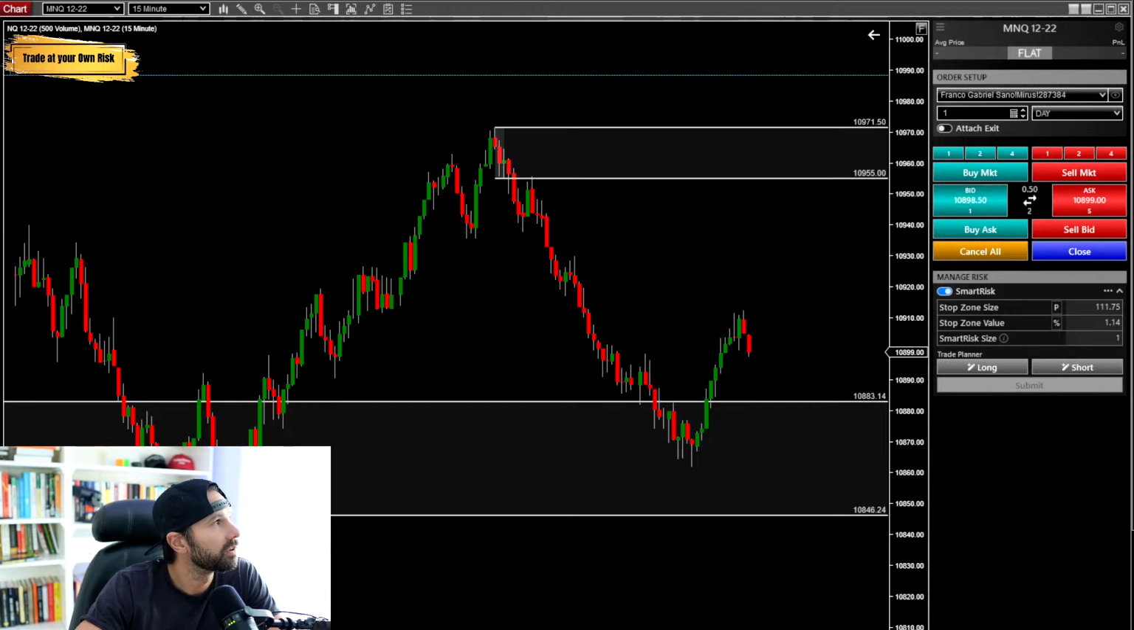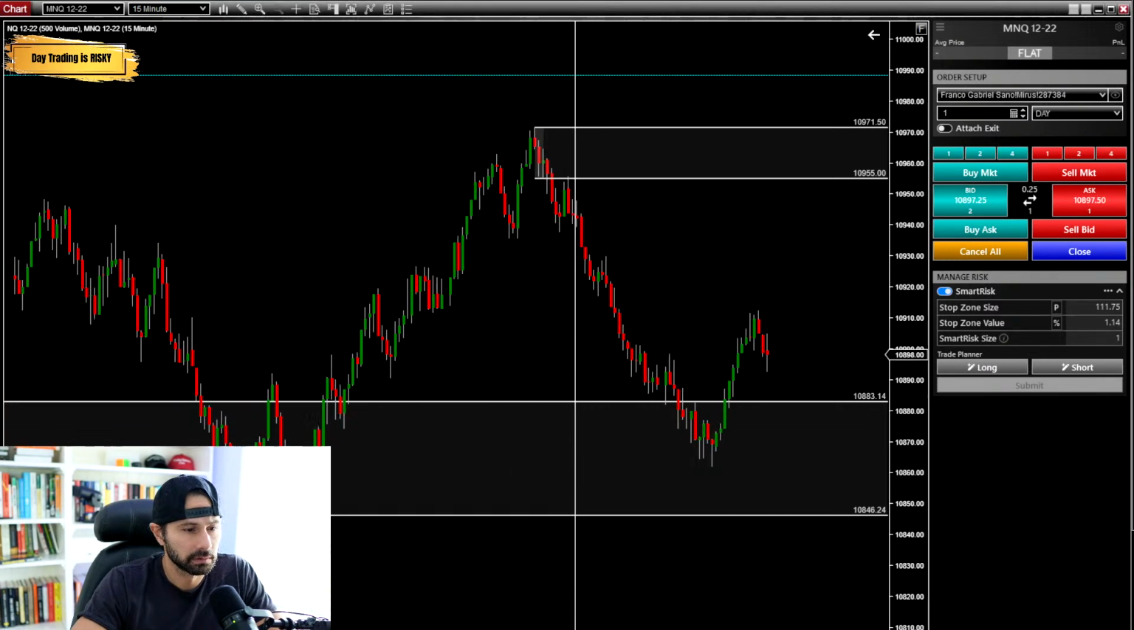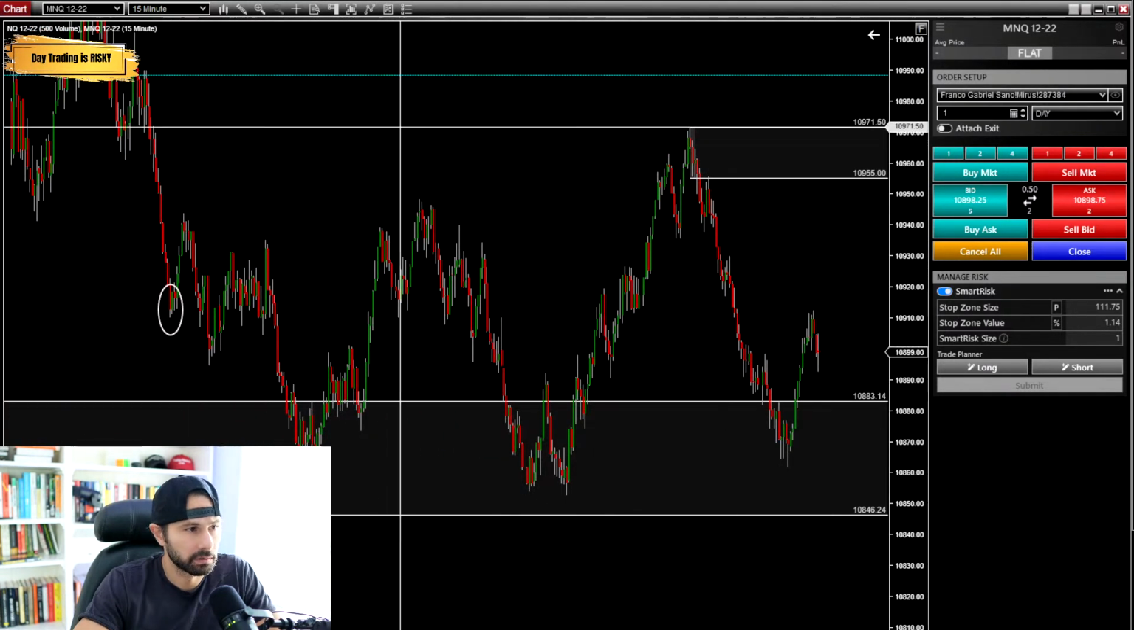Now the 15-minute pattern looks very bullish. We've been here since I think 9:45. No, 10:15. So 1 hour of sideways movement. All this.